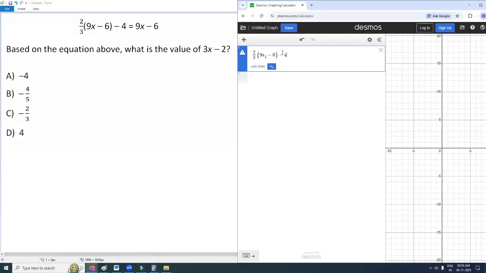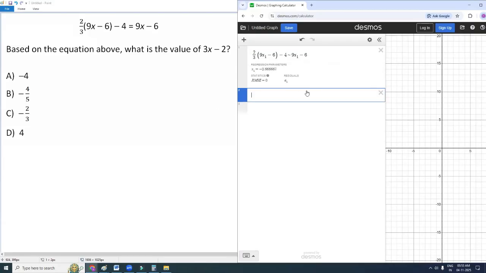Now we have to take the tilde sign. 9 times x1, that is 9x subscript 1, minus 6. Okay, now we have to give the expression 3x - 2 as input. Instead of x, we have to take x1, that is 3 times x1 minus 2. Okay, here I got the value of 3x - 2, that is -4.